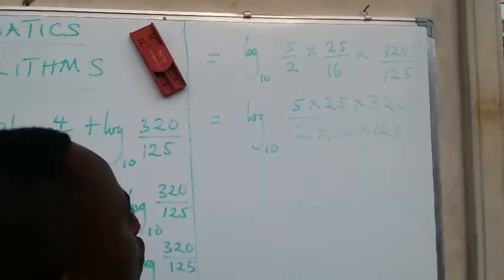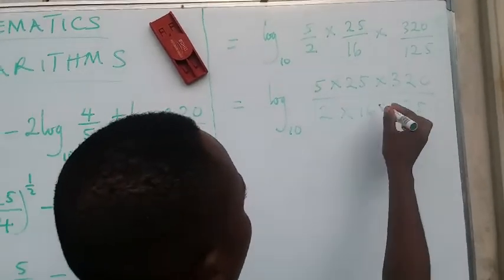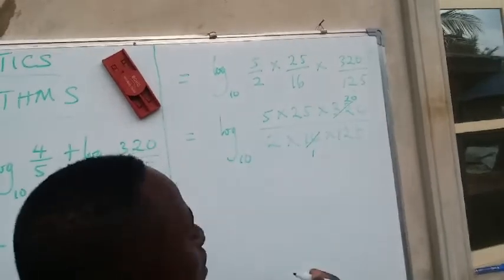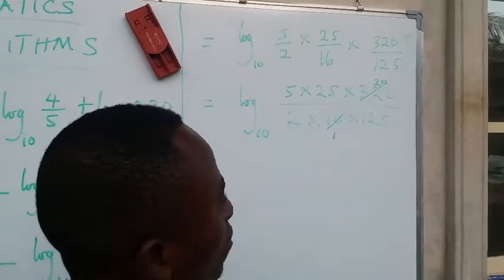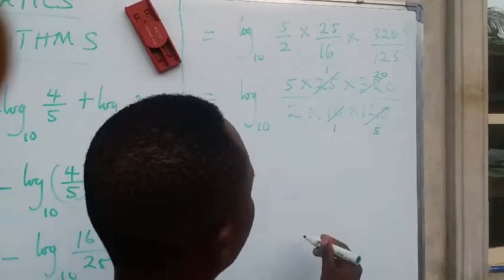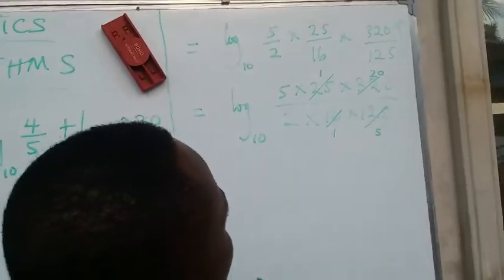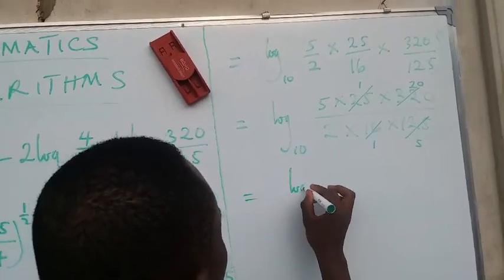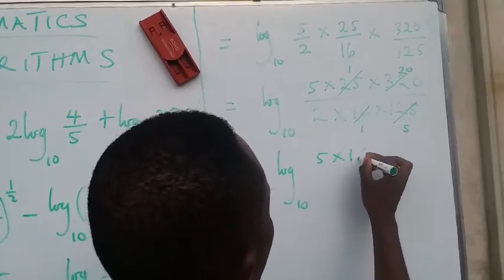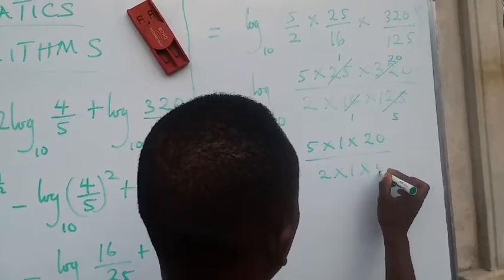So I'm going to reduce these fractions to their lowest term. So we are going to use 16 as a common factor, because 16 can divide itself once and can divide 320 twenty times. Also, we will use 25 as a common factor. So 25 divides itself once, 25 divides 125 5 times. Again, we can also use 2 as a common factor. But before that, let's rewrite this so that we have a clearer view. So this is going to be log to base 10 of 5 multiplied by 1 multiplied by 20 all divided by 2 multiplied by 1 multiplied by 5.